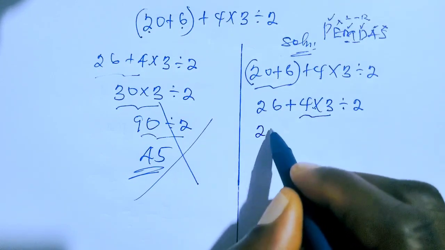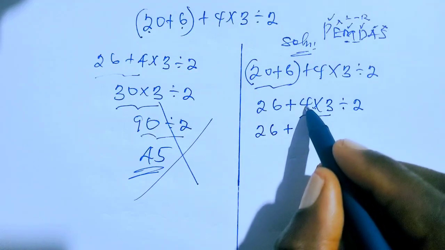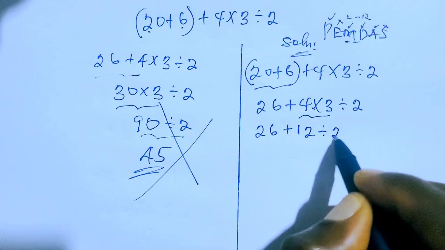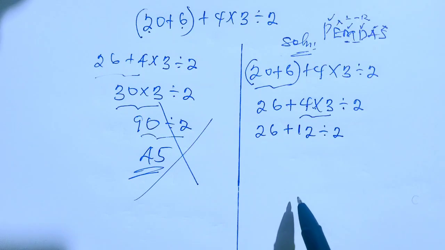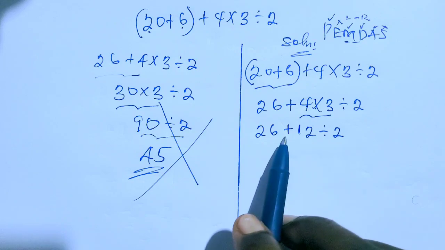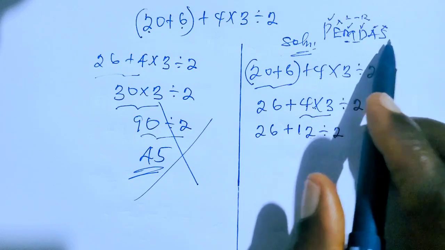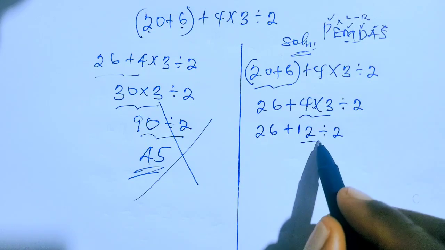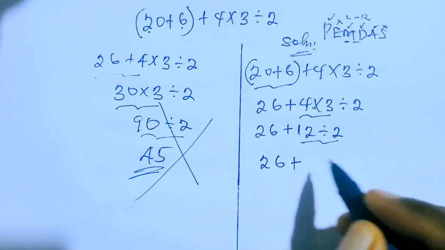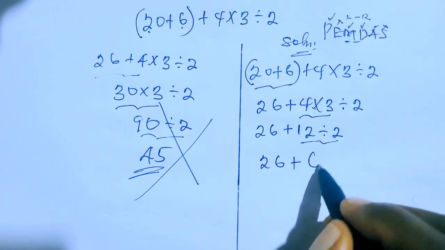first. Now we have 26 plus 4 times 3, that gives us 12, when divided by 2. And at this point, division is of higher priority than addition. Following this PEMDAS rule, as such, we are going to consider division first. And we have here 26 plus 12 divided by 2, that gives us 6.